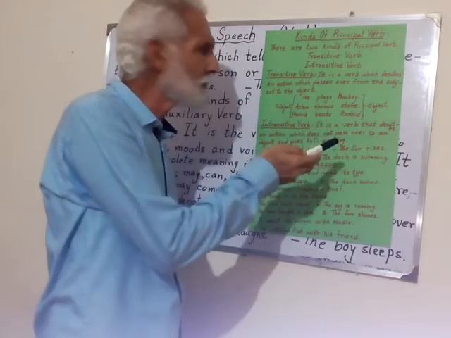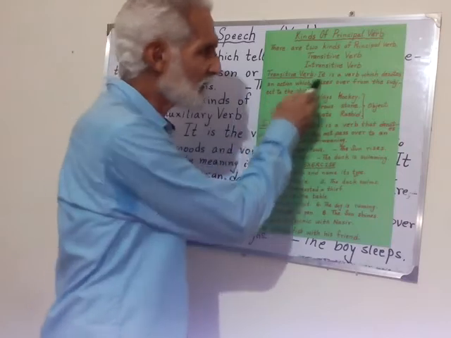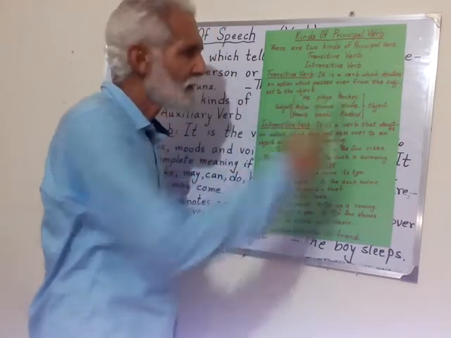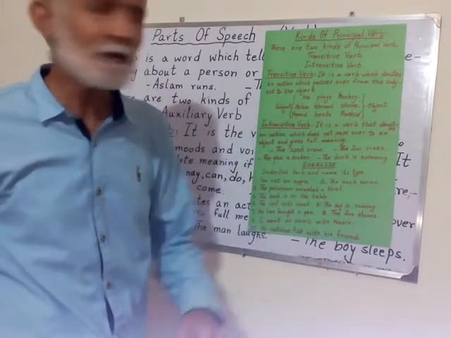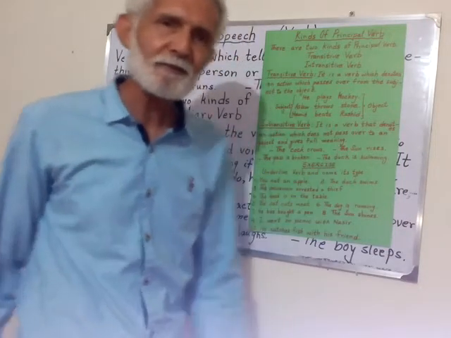Plays. What this sentence shows is that the subject has passed some action on to the object. He plays hockey. Then Aslam throws a stone and Hamid beats Rashid.